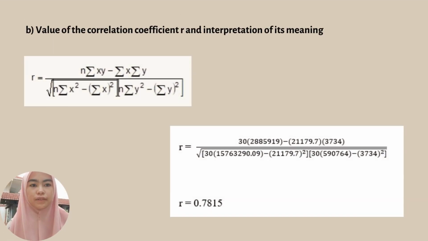Next is the value of the correlation coefficient R and interpretation of its meaning. So the value of the correlation coefficient R shows that there is a strong positive linear correlation between the price of land and the area of land, at positive 0.7815.